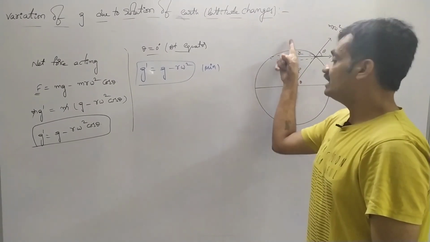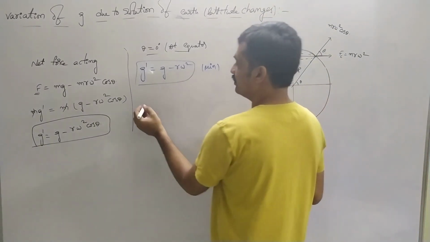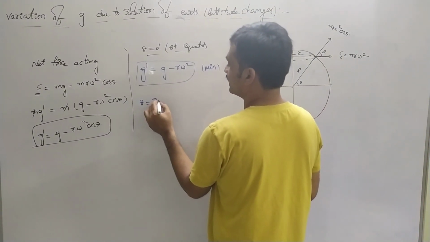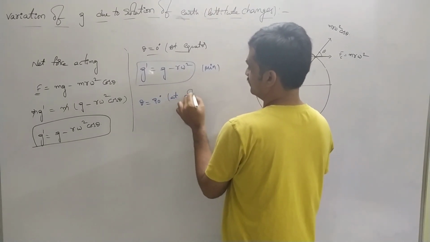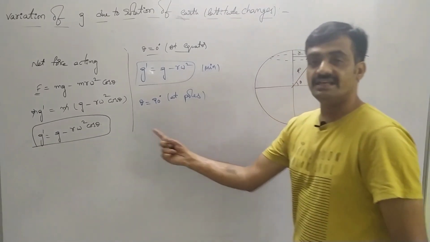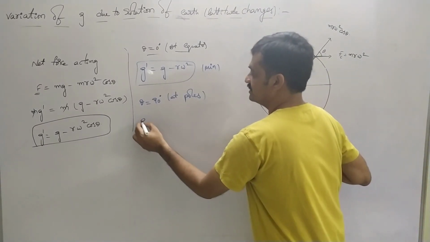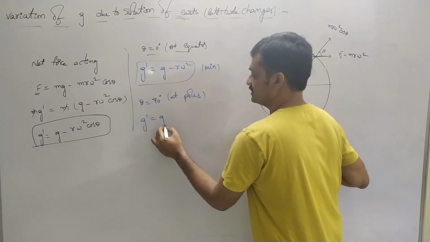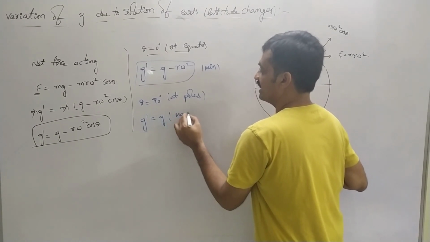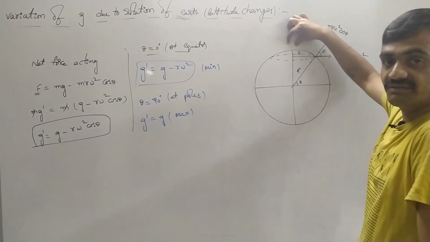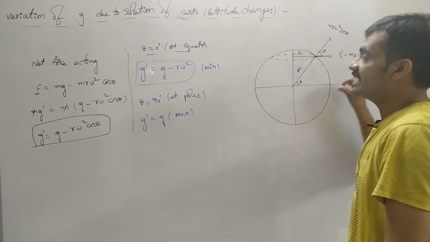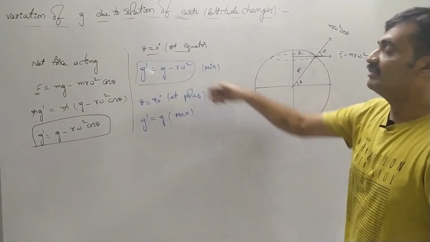When we consider the body along the pole, we can represent the angle as 90 degrees. And we know that cos 90 is 0. Then g dash equals g, meaning it is maximum at poles. Observe that at poles acceleration due to gravity is maximum, at equator acceleration due to gravity is minimum.